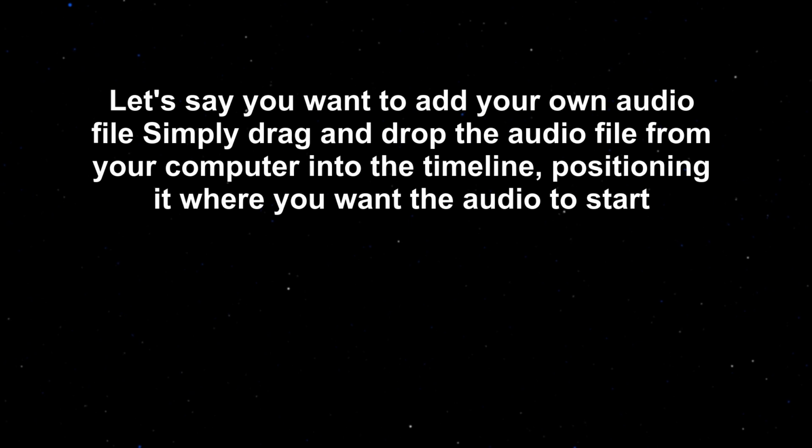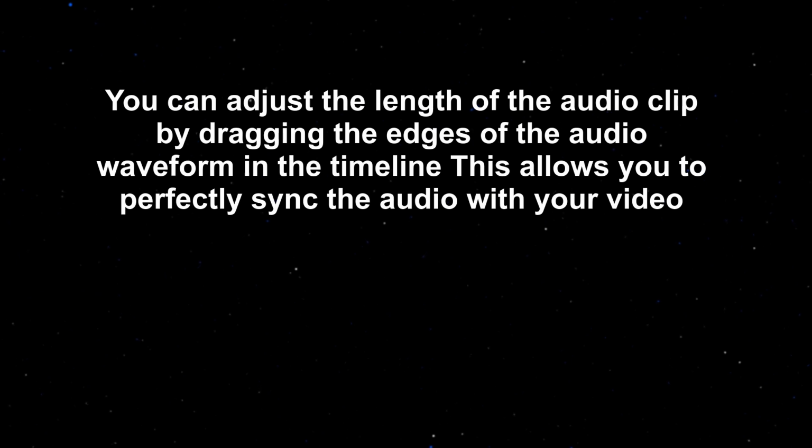Let's say you want to add your own audio file. Simply drag and drop the audio file from your computer into the timeline, positioning it where you want the audio to start. You can adjust the length of the audio clip by dragging the edges of the audio waveform in the timeline. This allows you to perfectly sync the audio with your video.